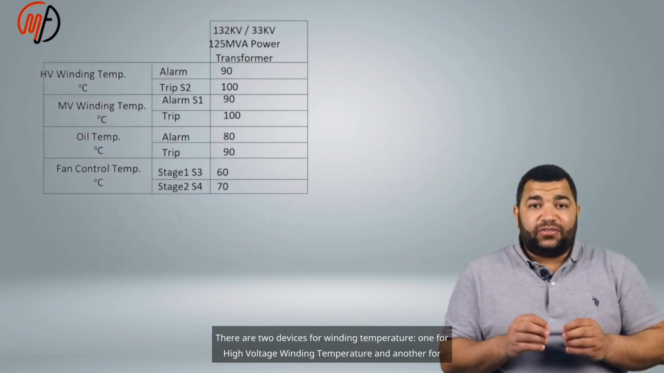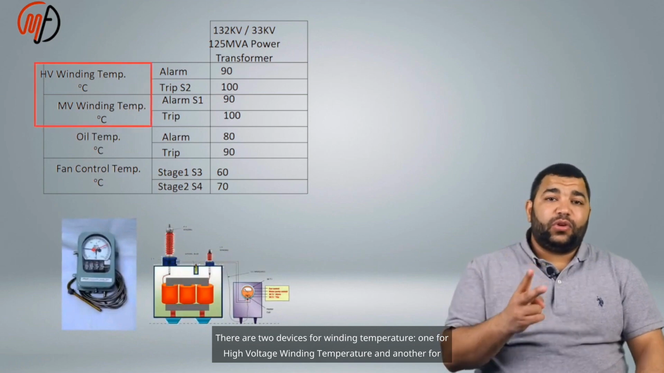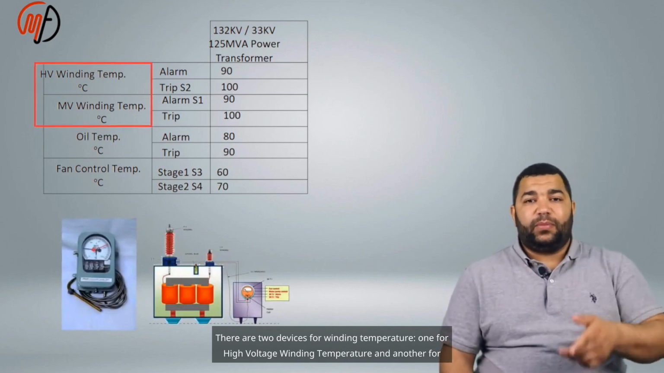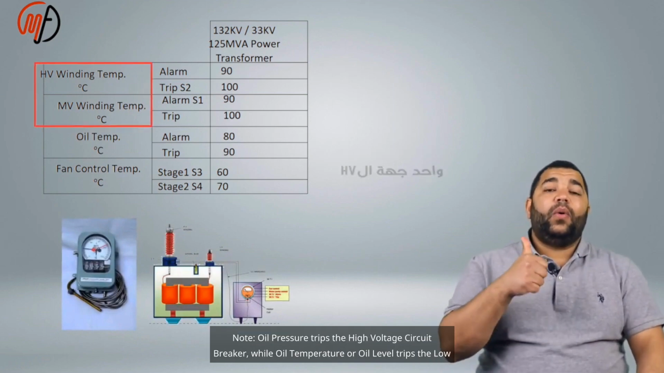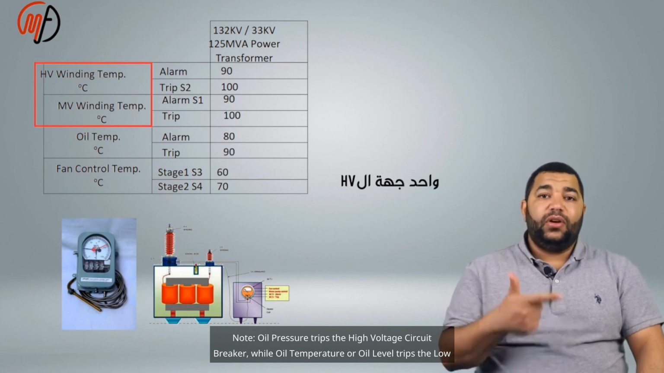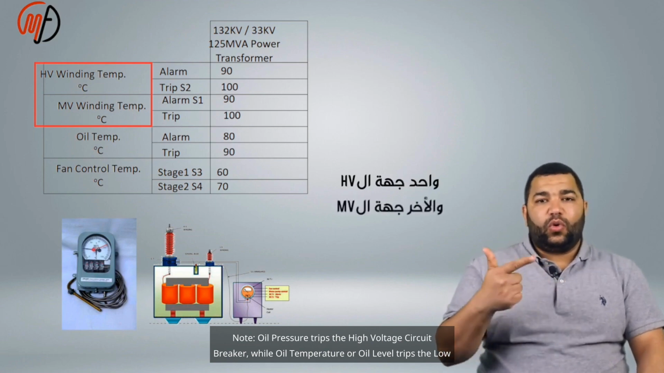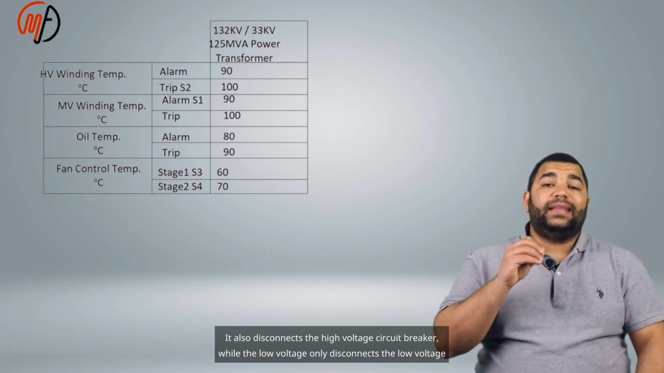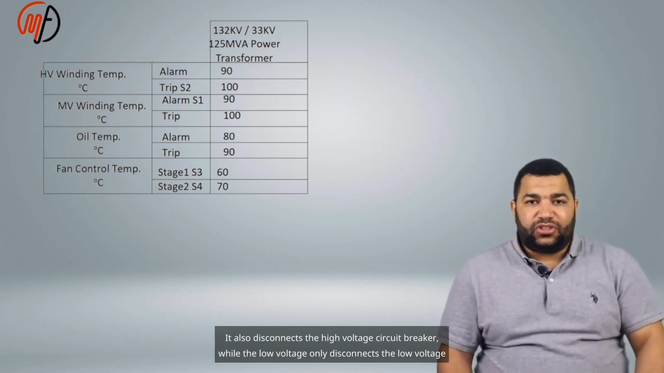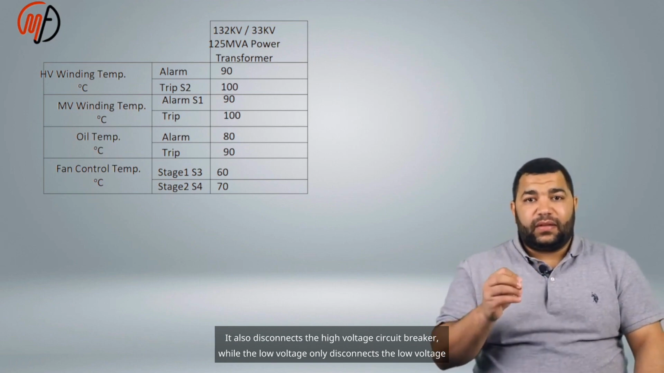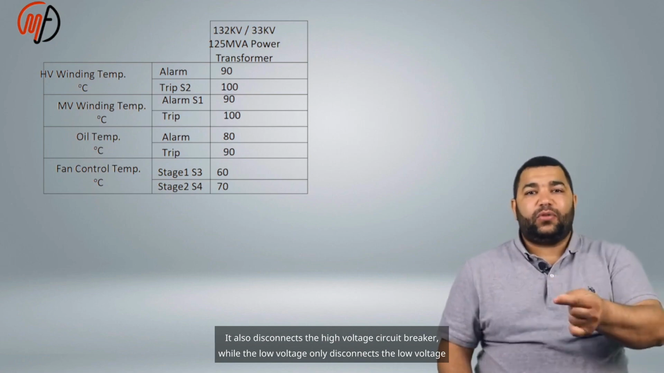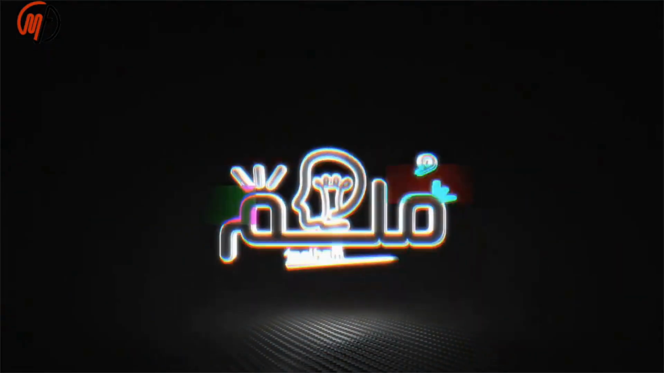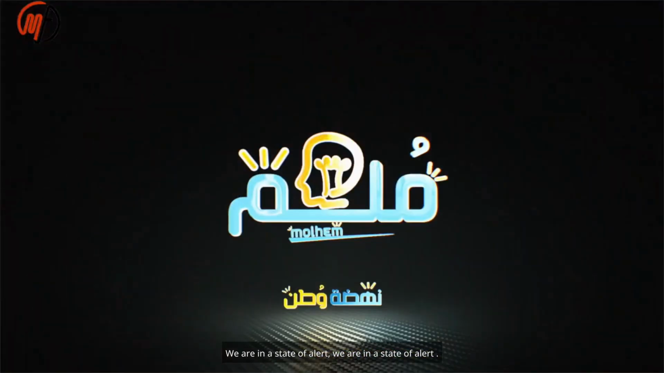There are two devices for winding temperature, one for high voltage winding temperature and another for medium voltage winding temperature. Note, oil pressure trips the high voltage circuit breaker, while oil temperature or oil level trips the low voltage circuit breaker. It also disconnects the high voltage circuit breaker, while the low voltage only disconnects the low voltage.